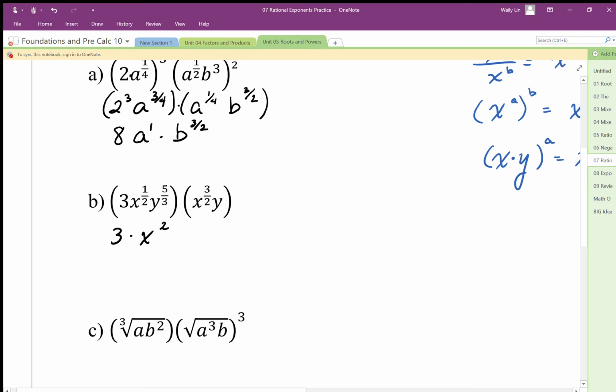This is 5/3. Remember, that's a power 1. It's all connected by times. So we're going to end up with 5/3 plus 3/3, and that's going to give us 8/3. Okay, and we can just leave it like that.